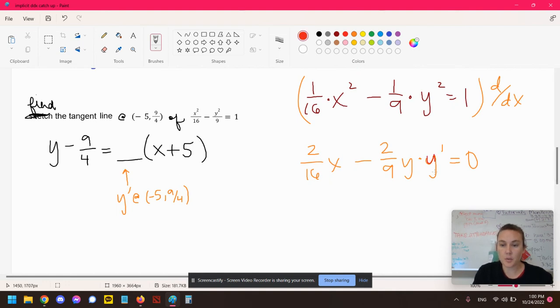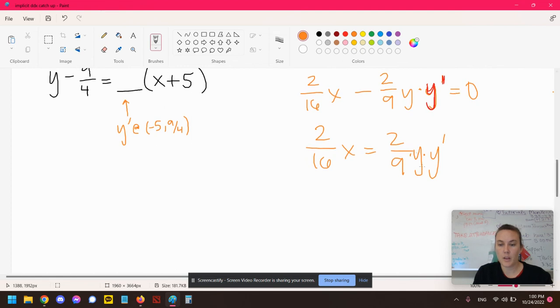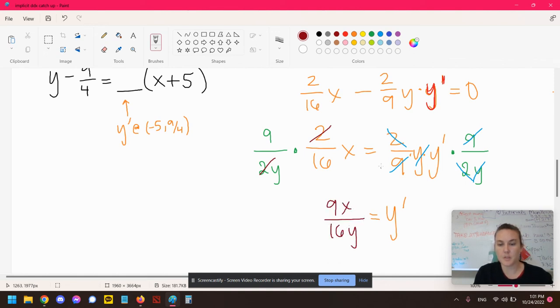Now, because I'm solving for y prime, I want to get all the stuff with y prime on one side of the equation and all the stuff without it on the other side. So I'll put it over here. Now I will multiply by 9 over 2y on both sides, because the 9 will cancel, the 2 will cancel, and the y will cancel, leaving me with only y prime on this side. Over here, the 2's cancel. I'm left with 9x over 16y.